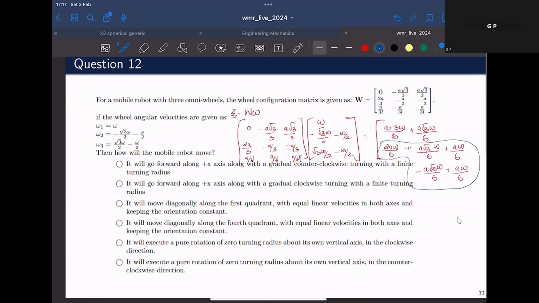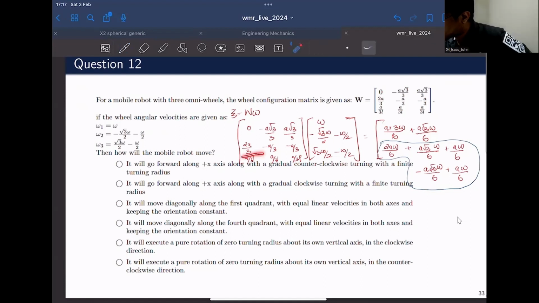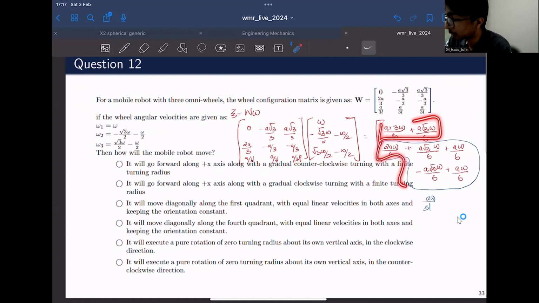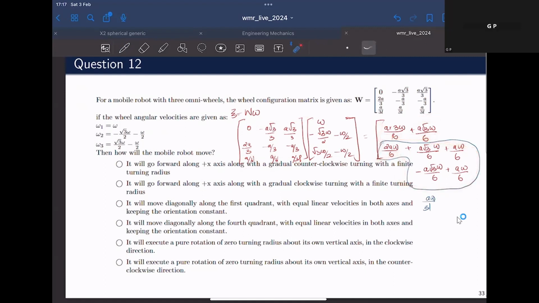The last row will be, denominator will be 6L. Last row, denominator minus a root 3 omega by 6L. It's 3L, I think, everywhere, here at the last row actually. Yeah, a by 3L. Okay, so we haven't gotten to the last row. So the first entry would be a omega by 3L, right? No, the last row. No, this is basically the first row. This is the second row. First row would be a omega by root 3, no, sir?